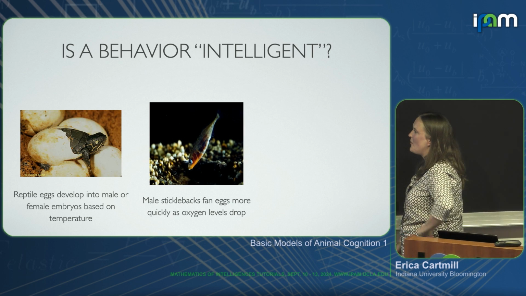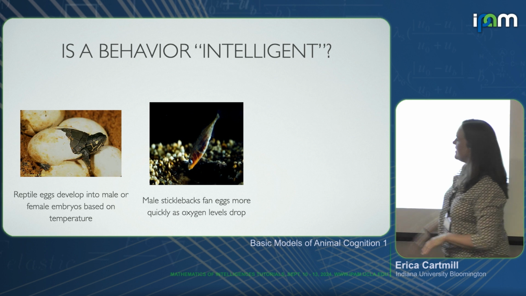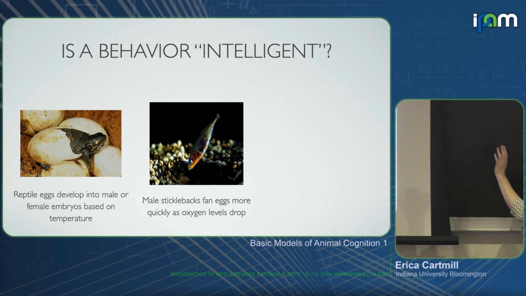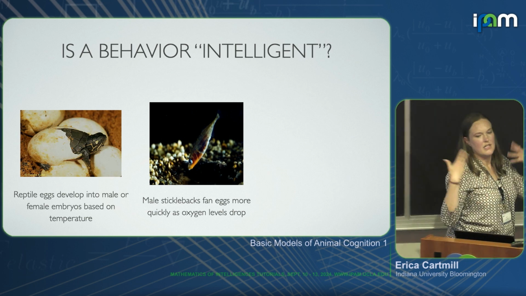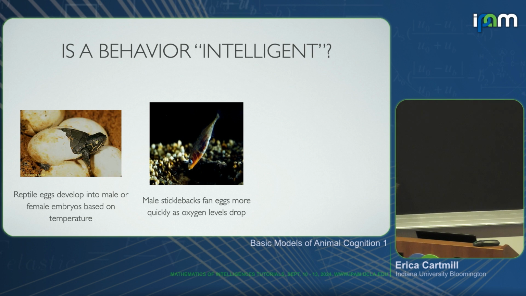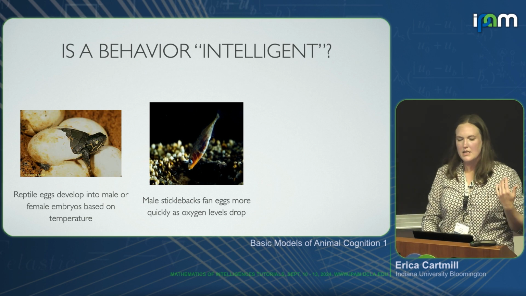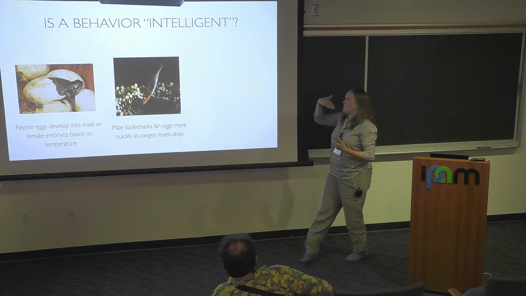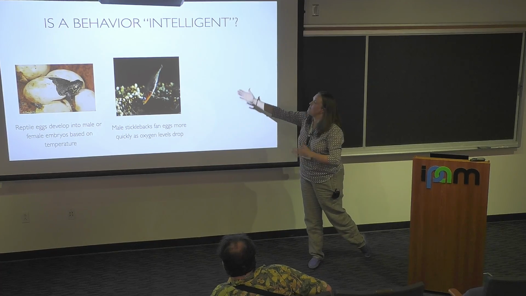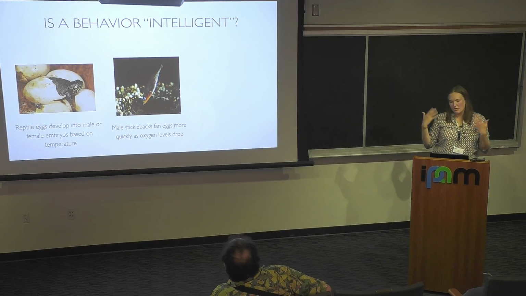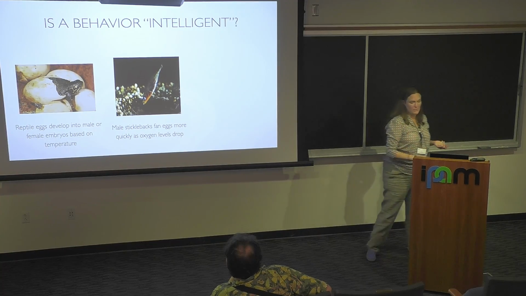Male sticklebacks are nest guards. The female lays eggs, and males hang out near the little hollowed out nest and fan water across their eggs. And they do it more quickly as oxygen levels drop, right? So you could think about this as, oh, they're aware of this. I would argue this is, as many people have, an evolved behavior. They're not taking a reading, calculating, thinking about how fast they're doing something. But nevertheless, it is a behavior that is evolutionarily advantageous. It is produced flexibly by the animal, but in relation to something changing in the environment, right? So they're doing it in different ways, but they are doing it in response to something in the environment.